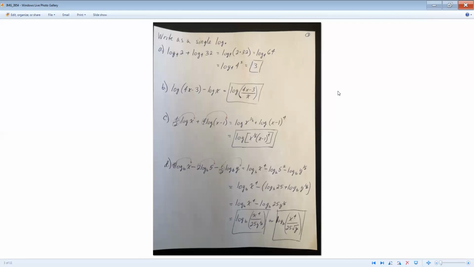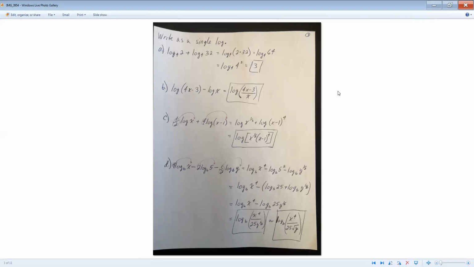Next one, log of 4x minus 3 minus log x. There's nothing that can be reduced or simplified according to the base. So I would just condense it down to one log, and that'll be log of (4x minus 3) over x.